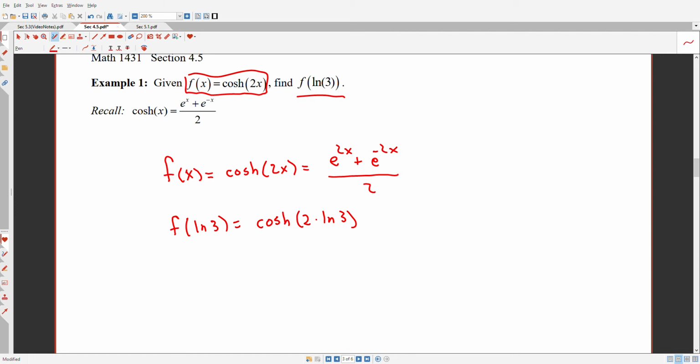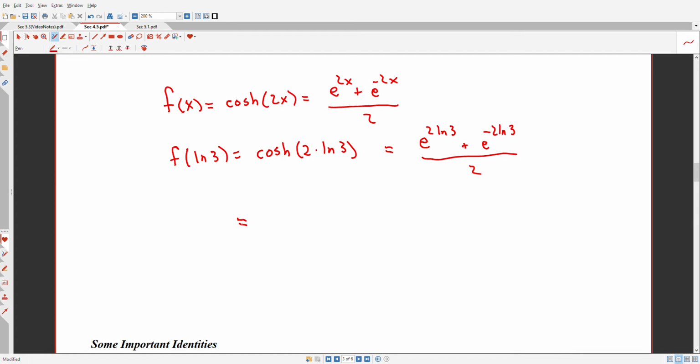And before we go, let me show you what we could do. I could just plug this in everywhere I see an x in my expression above. I could write this as e to the 2 natural log 3 plus e to the negative 2 natural log 3. And I might think, oh, that's probably as good as I can get it. But it turns out, by appealing to our recent knowledge and comfort with e's and natural logs, we can actually simplify this a little bit.